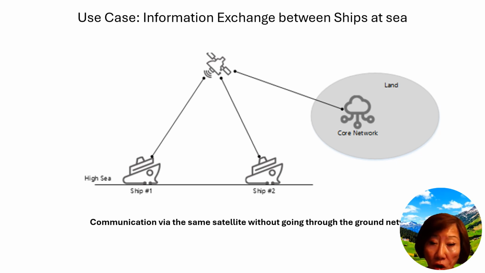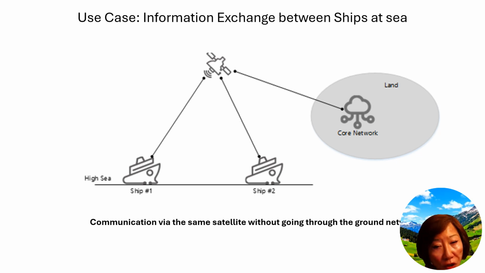As for the communication links, the solid lines connect the ships to the satellite, representing direct communication links. A solid line also connects the satellite to the core network on land. What you're seeing here is describing ships communicating with each other at sea using satellite communication.